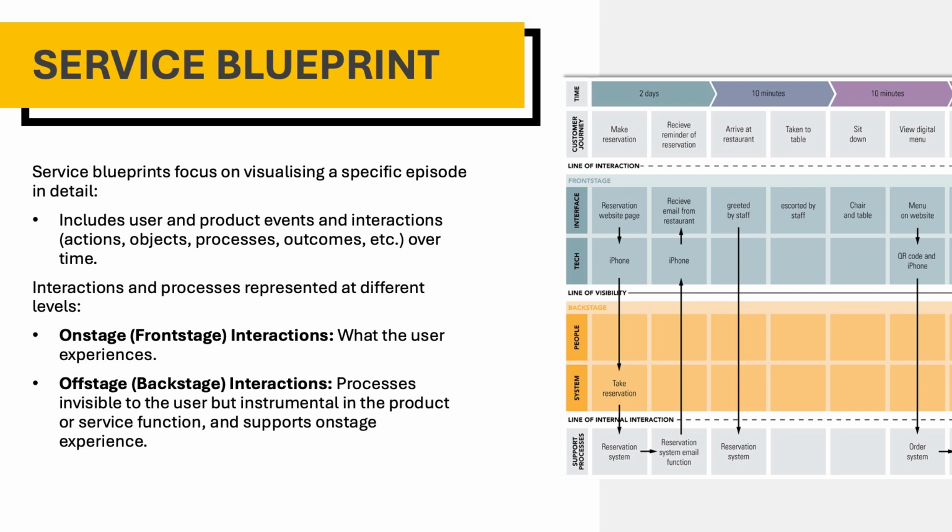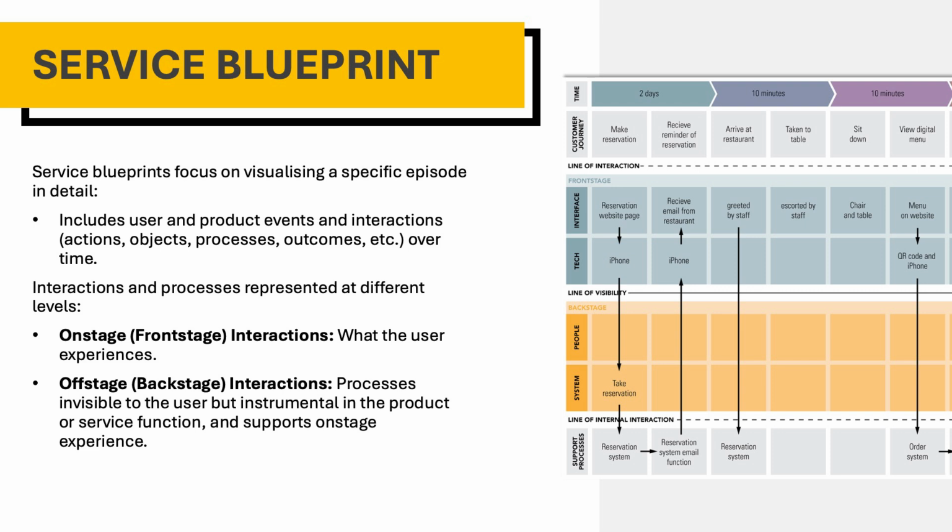These are classified as on or off-stage interactions, or also known as front stage or backstage interactions. If you look at the example here, we can see in the top half, the blue-gray rows show front stage interactions, which are what the user experiences. These are likely to be the interactions with technology, products, and other people that the user is directly experiencing. Backstage interactions, the yellow-orange rows, are processes that are invisible to the user, but they're happening behind the scenes. They're instrumental for the product or service to function, and they typically are supporting the on-stage experience.